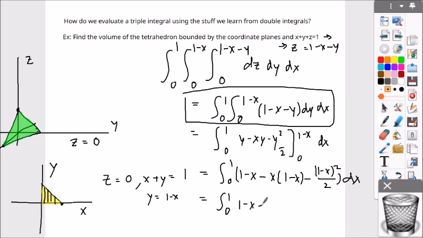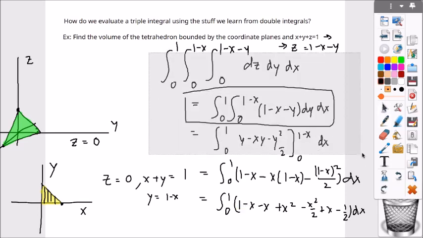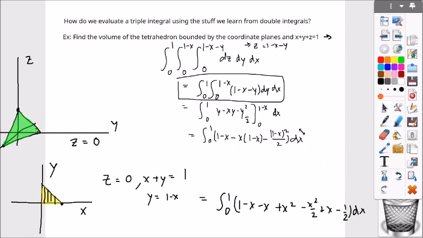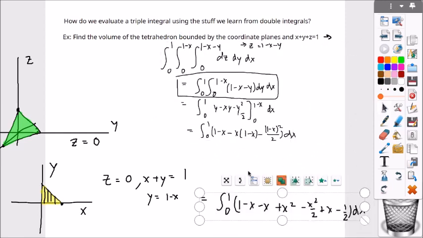So this is 1 minus x minus x minus x plus x squared. This is x squared minus 2x plus 1. So it's minus x squared over 2 plus x, and then minus 1/2 dx. Yeah, if I make a mistake, please correct me. I am not very good at arithmetic sometimes.